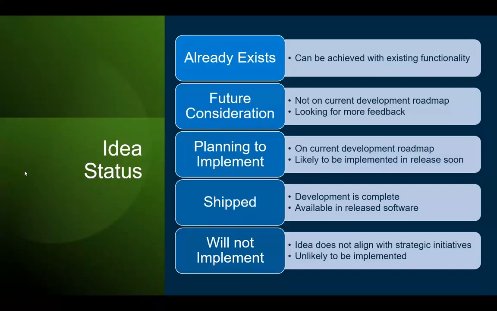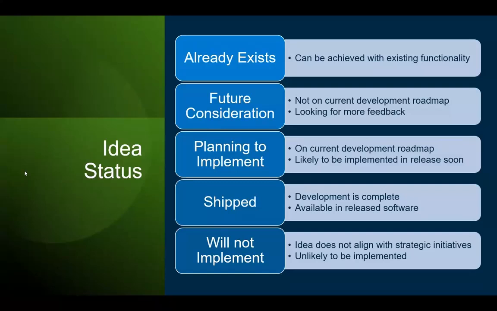The fifth status that we do include here is something called "will not implement." We don't expect to use this a lot, but there are going to be certain situations where an idea comes in that is just not aligned with our strategic initiatives. And it's not something that we're likely to implement any time in the foreseeable future. In those situations, we want to be fair and honest with you and let you know that that's just not something that's likely to happen in the near term.